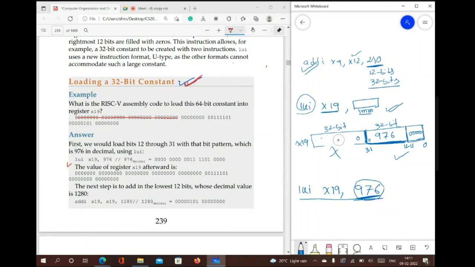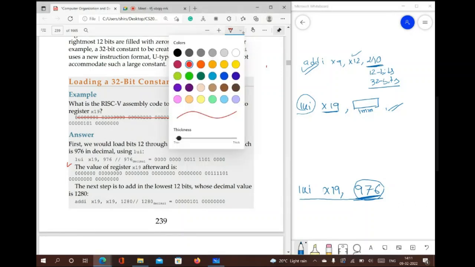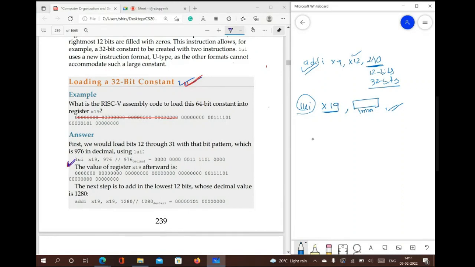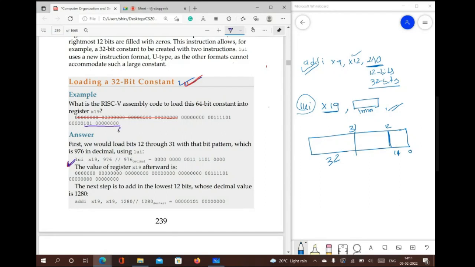Now let us try to understand LUI using the example given in this book. So this is the number. What is my purpose here? My purpose here is to load this 32-bit constant into this x19 register. So how to do it? First, they have written the LUI instruction, right? After this LUI instruction, the left 32 bits are done. In the next 32, I have to ignore this 0 to 11. Then from 12 to 31, here I need to store this. Up to this is 0 to 11 bits.